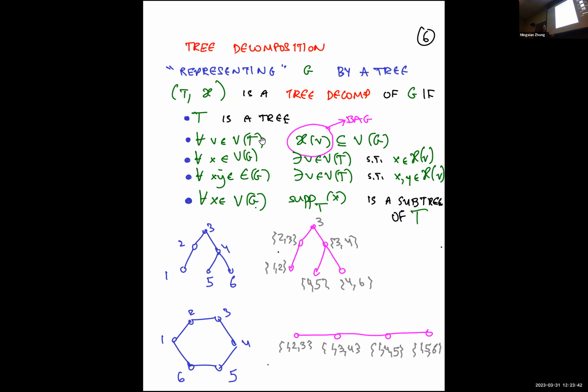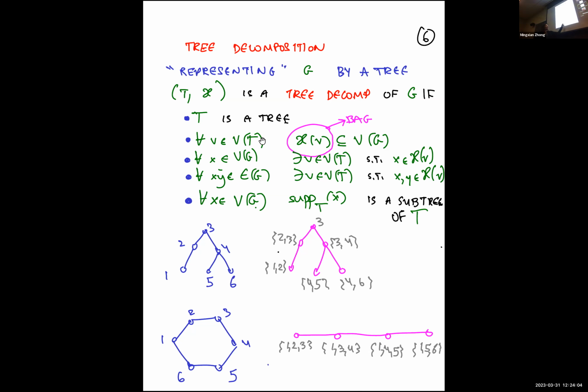This is not a tree. This is a tree decomposition for it. So let me tell you something about how I constructed it. So first I deleted one and I constructed a tree decomposition for the remaining tree. And then I had to add one back. So I know I need to add one to a bag that contains 2 and to a bag that contains 6. So I'll do it here and there.